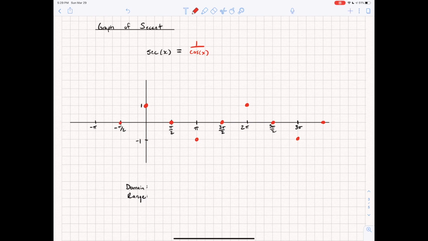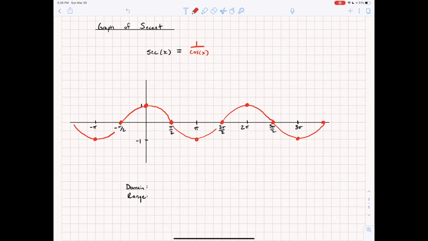And the same thing to the left. And then just to get a rough sketch, here's the graph of cosine. This graph again, of course, would continue.